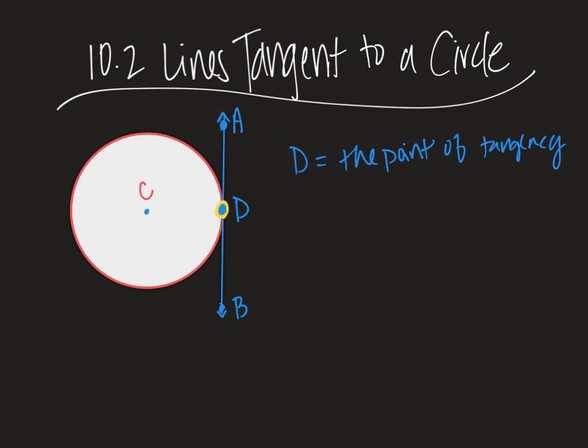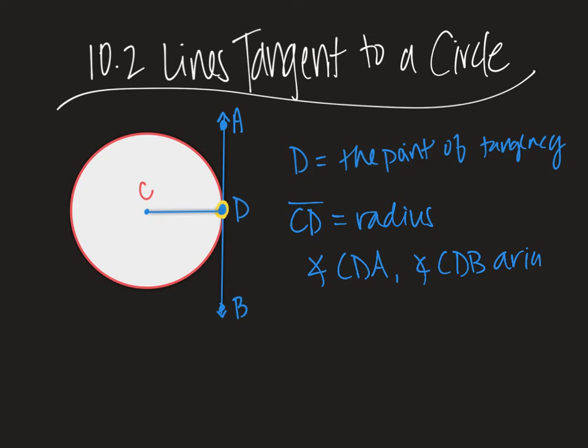Now, what's really cool is that the point of tangency is always perpendicular to the radius of a circle. So if we connect points C and D, we could call line segment CD the radius. That makes angle CDA or angle CDB a right angle, or it makes this perpendicular. Conversely, if I know that it is a right angle, then I know that it's tangent. So that's our first theorem there. That's our first idea in tangency.